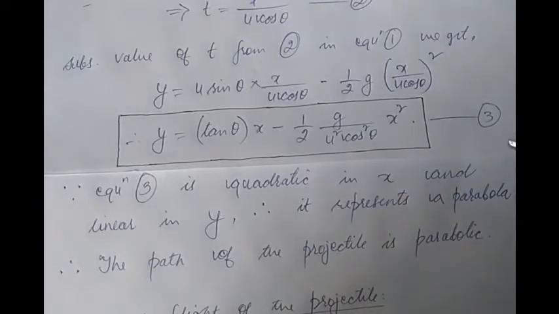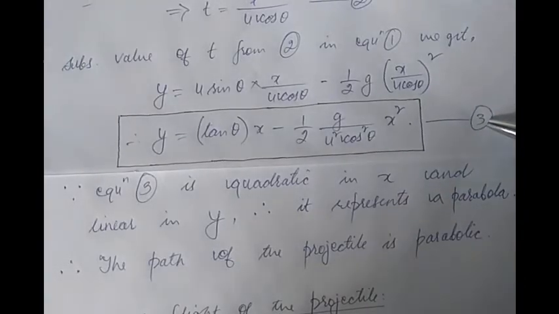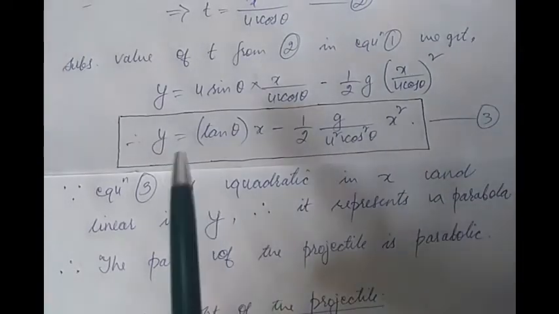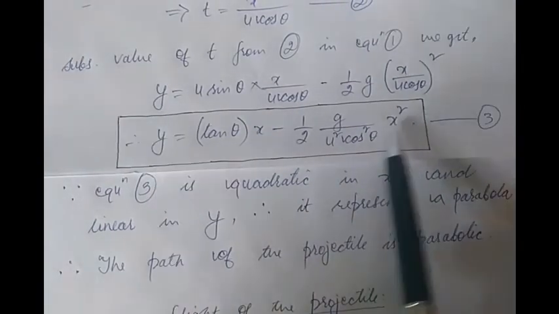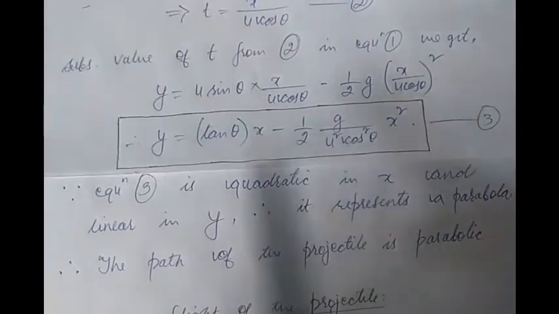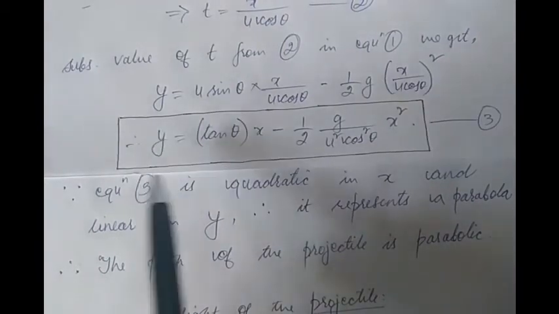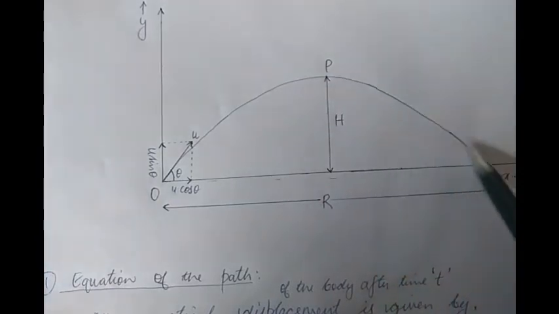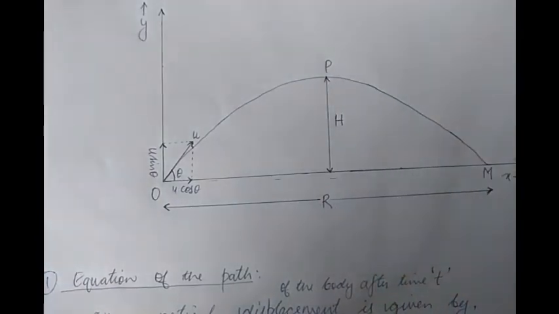As written over here, you can see that this equation 3 is quadratic in x and linear in y. So any equation of this kind, where one of the variables is quadratic and the other variable is linear, is the equation of a parabola. So therefore the path of the projectile is parabolic in nature, as you can see in the picture 2.